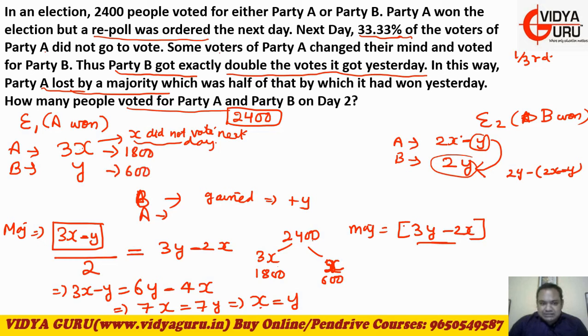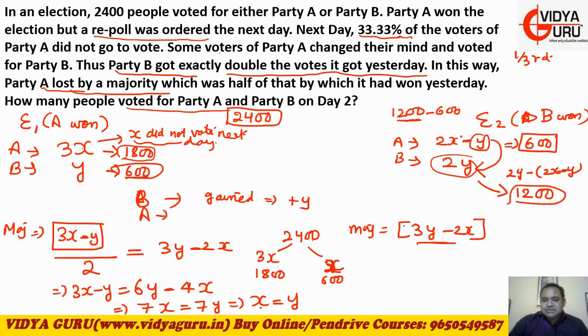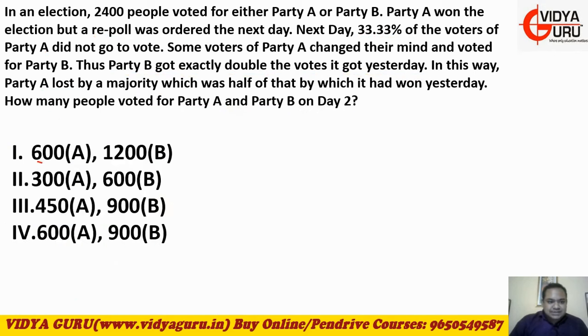Next day, B's vote was doubled, so from 600 it must have become 1200. What happened to A's vote? 1/3 people did not come to vote at all. So out of 1800, only 1200 came out to vote, minus y. Y is 600, so 1200 minus 600. So A got only 600 votes on that day. The question is, how many votes did party A and party B get on day 2? So 600 and 1200. Yes, this is the correct answer.